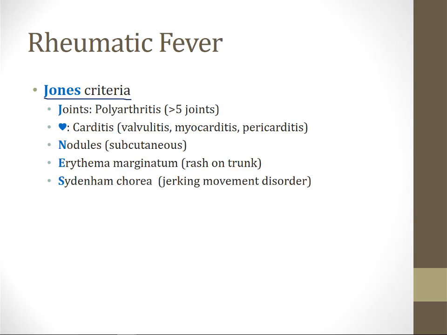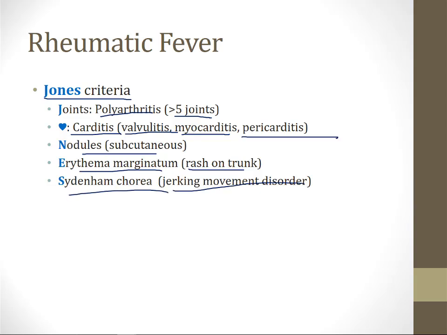So children with acute rheumatic fever develop joint pain. They have polyarthritis, which means arthritis involving more than 5 joints. They also develop carditis. Carditis means inflammation of any part of the heart. This could be a valvulitis. An inflammation of the cardiac valves can lead to regurgitation in acute rheumatic fever. You can also see myocarditis, which is inflammation of the myocardium, and pericarditis. These children can develop subcutaneous nodules. They also classically develop a rash on their trunk called erythema marginatum. And then finally, they develop a jerking movement disorder called Sydenham chorea.